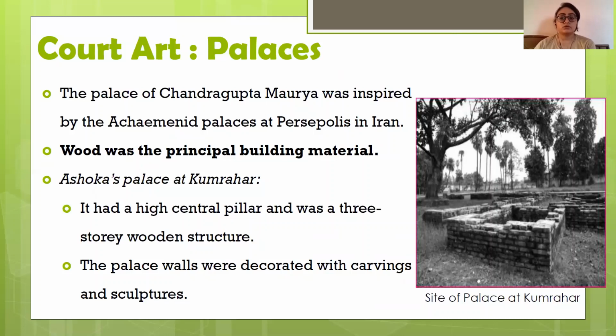Hence, we do not have much remains available at present about the Mauryan Empire, about their palaces or other structures that they made through wood, because wood decays fast, unlike the Harappan civilization wherein bricks have been used. Bricks survive till date, but wood cannot. It decays at a faster rate. So as wood was their principal building material, many of their buildings cannot survive till the present date.